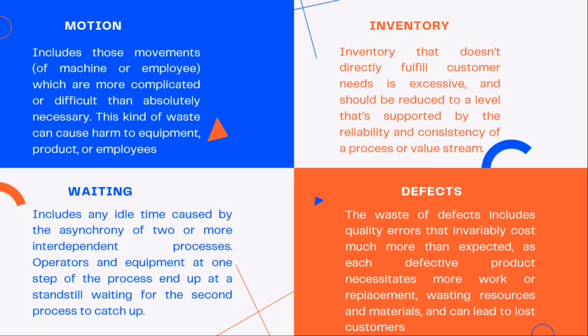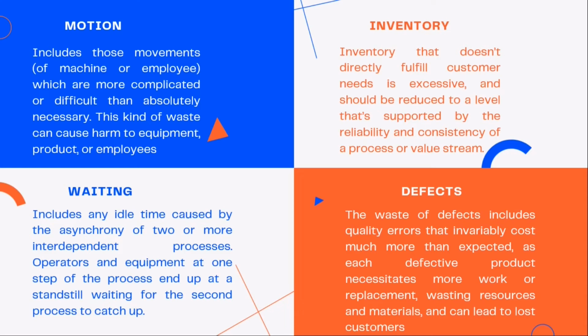Inventory that doesn't directly fulfill customer needs is excessive and should be reduced to a level that is supported by the reliability and consistency of a process or value stream. Next is waiting. It includes any idle time caused by the asynchrony of two or more interdependent processes. Operators and equipment at one step of the process end up at a standstill waiting for the second process to catch up. Next is defects.